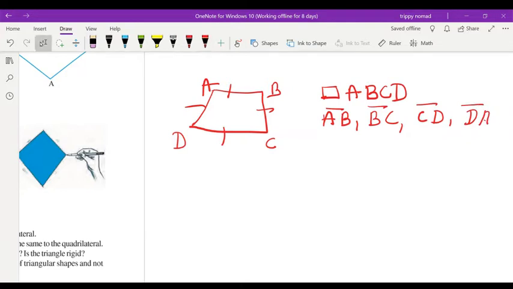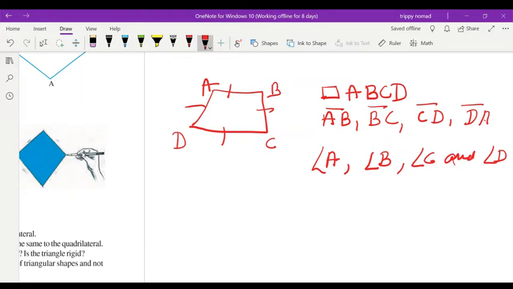These are line segments. And how many angles are there? There are 4 angles. Angle A, angle B. In short, I am writing angle C and angle D. I hope you understood. Angle D also.